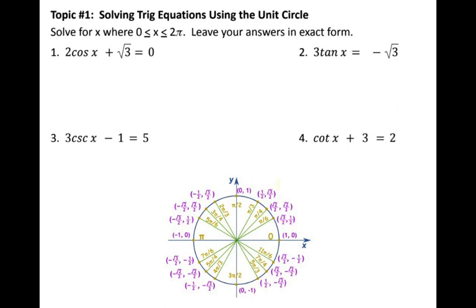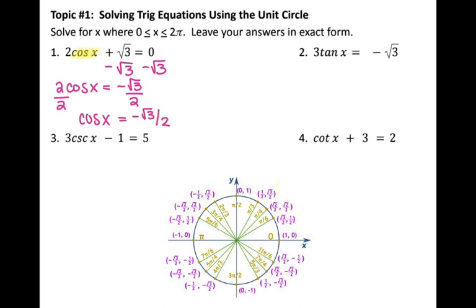It says solve for x where x is in between and inclusive of 0 and 2 pi. Leave your answers in exact form. The very first thing I want to do is isolate this trig function, meaning I need to get rid of the root 3 and the 2. So I'm going to start by subtracting root 3 from both sides. So I have 2 cosine of x equals negative root 3, and then I'm going to divide both sides by 2. So I have cosine of x equals negative root 3 over 2.